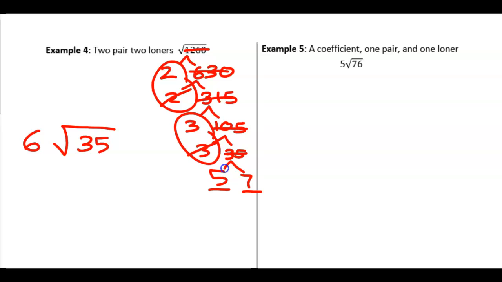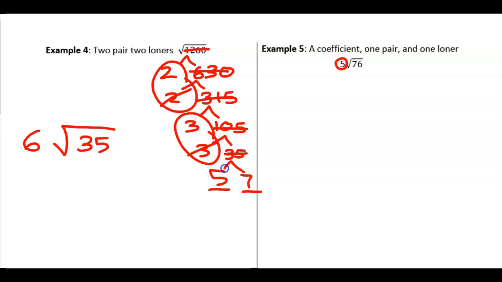So if you have a coefficient already, I want you to circle it. Think of it as a pair that's already outside. That way, when you get other pairs, you'll multiply them together. So here's what I mean.